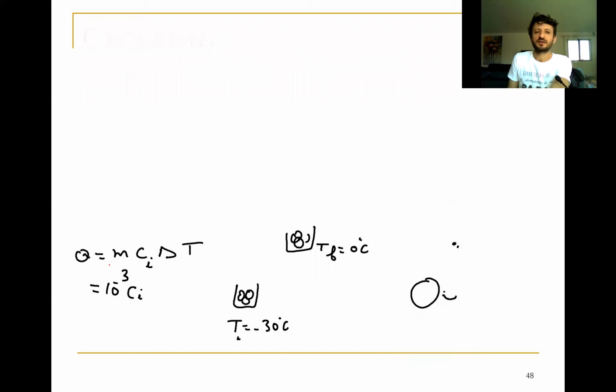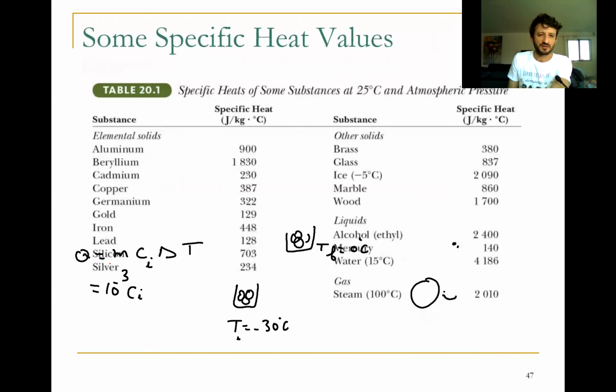We go back also here. Let me see. Okay, the specific heat of ice is 2090. You see here, ice in general, from -5 or -30, you don't have a lot of change. And it's 2090. Okay.